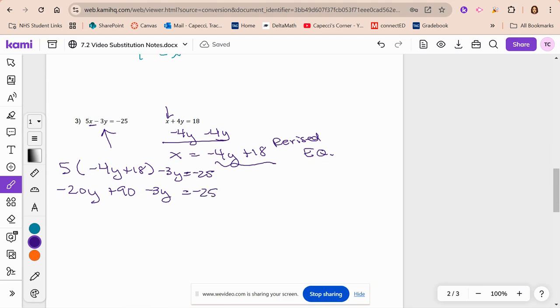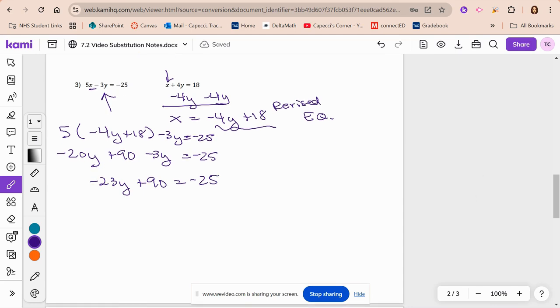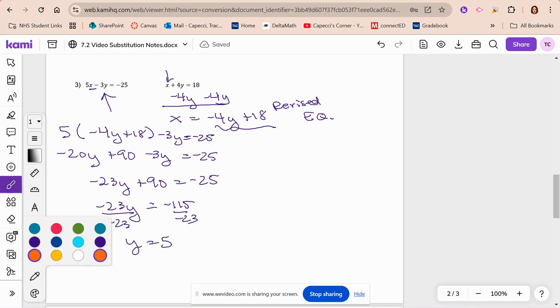All right, now I'm just going to keep going and solve for y. So I have negative 23y plus 90 is equal to negative 25. I'm going to move that 90 to the other side, and I have negative 23y is equal to negative 115. Divide both sides by negative 23, and y will equal positive 5.